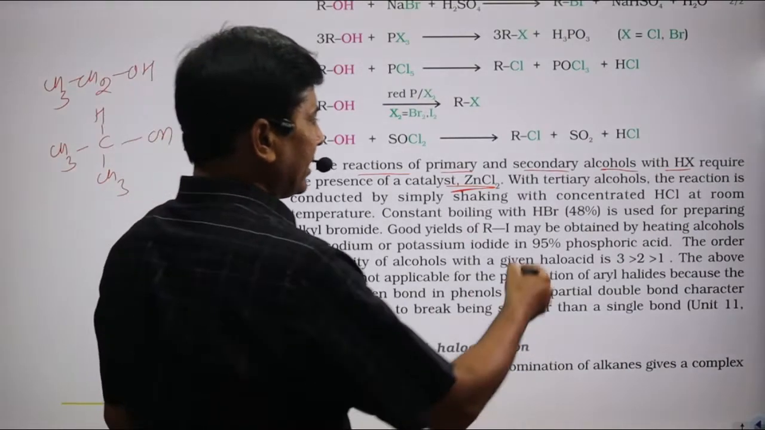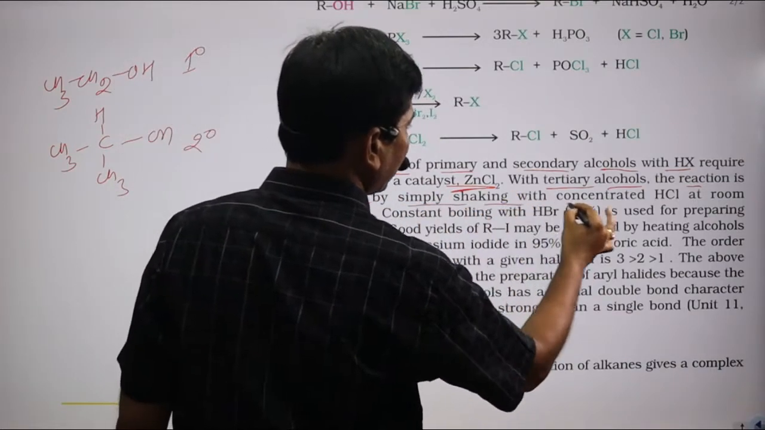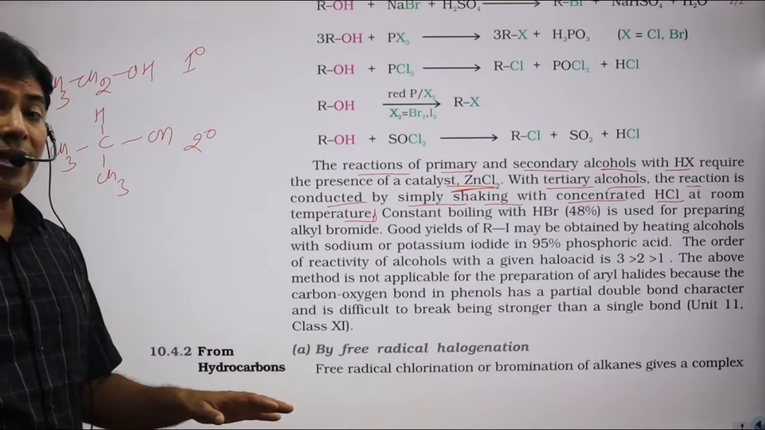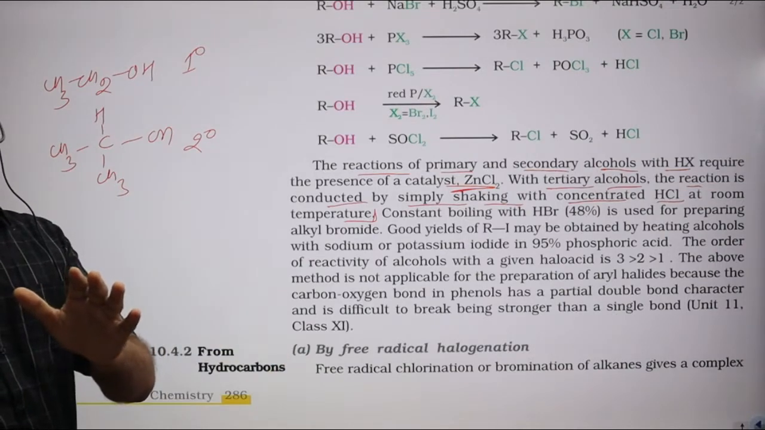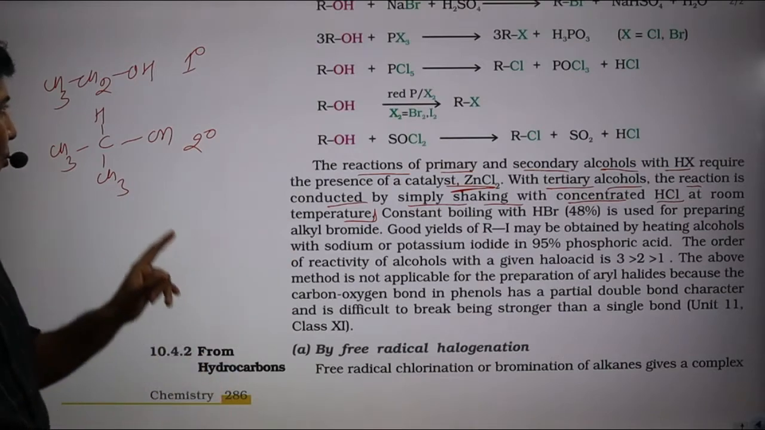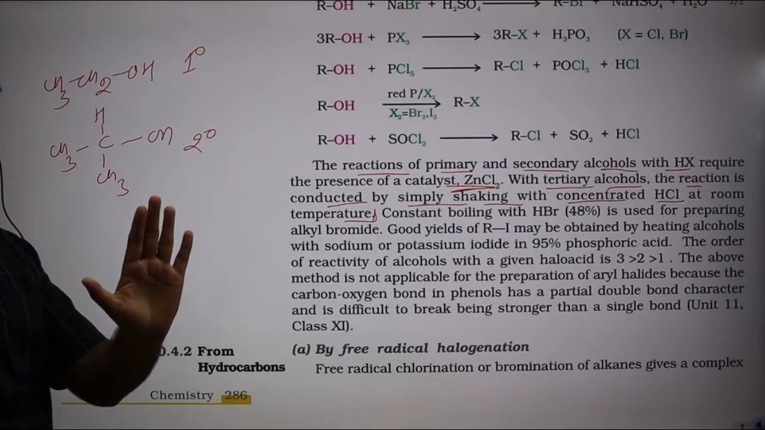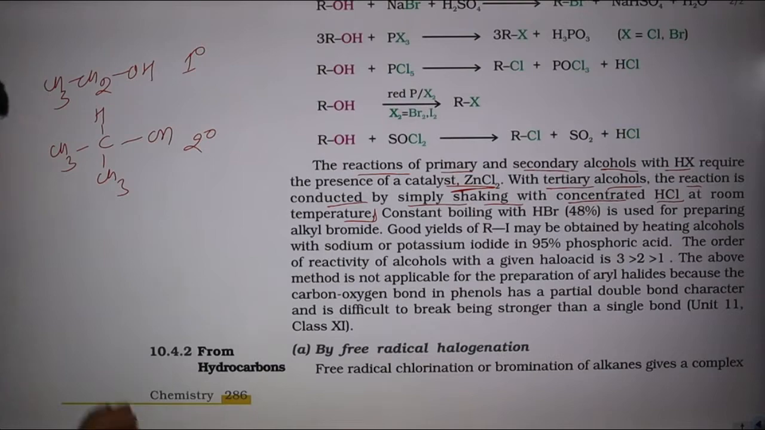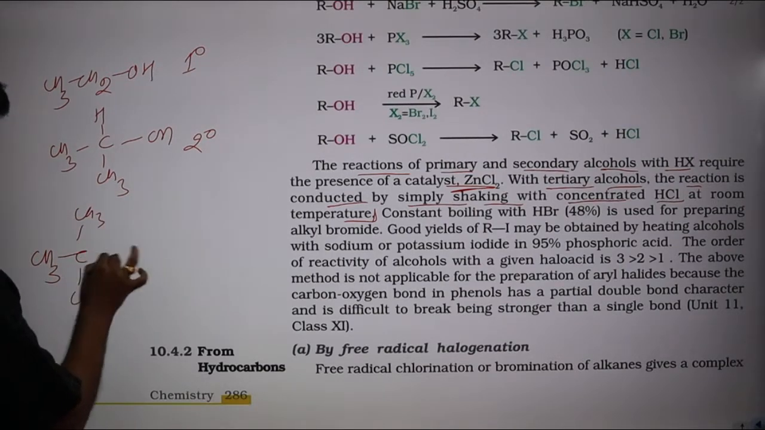But the interesting part is that for tertiary alcohol, the reaction is conducted by simply shaking with concentrated HCl at room temperature. Remember, when we convert a tertiary alcohol into alkyl halide, we don't need the catalyst ZnCl2. Only in primary and secondary alcohol we require the catalyst, so that the rate of reaction can be increased. But in case of tertiary alcohol, we do not need any catalyst. Let's say we have tertiary alcohol (CH3)3COH.